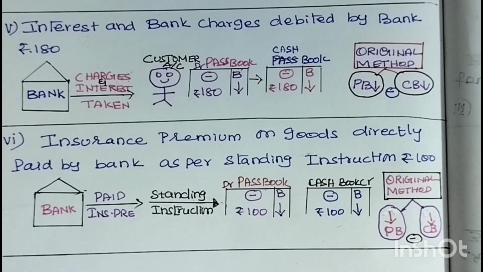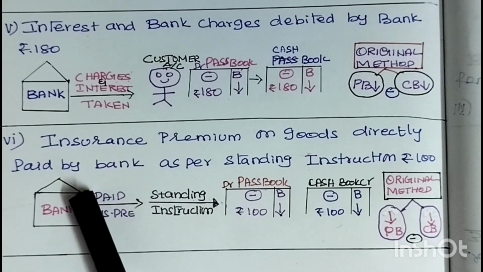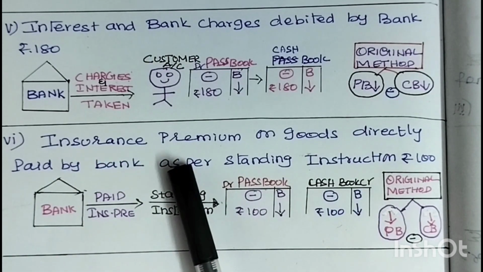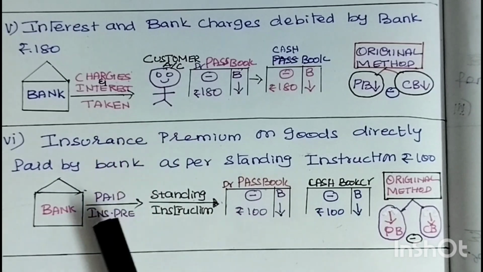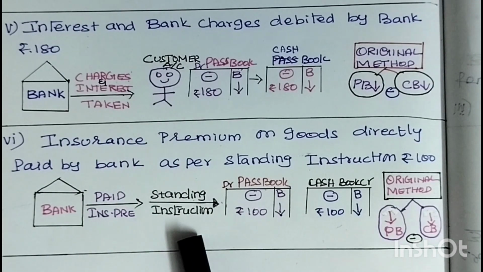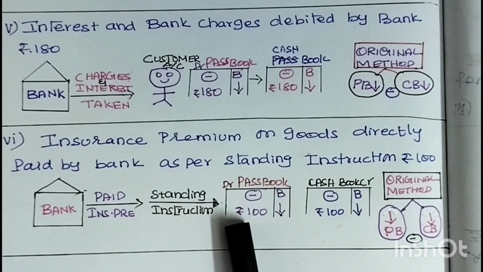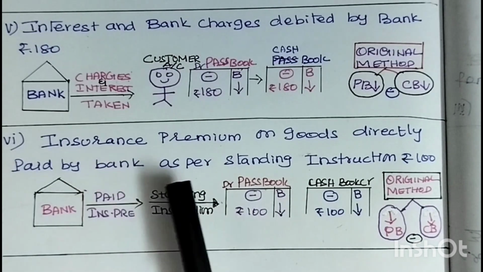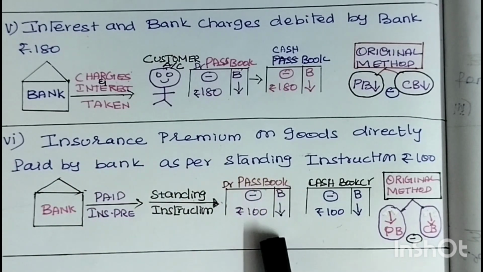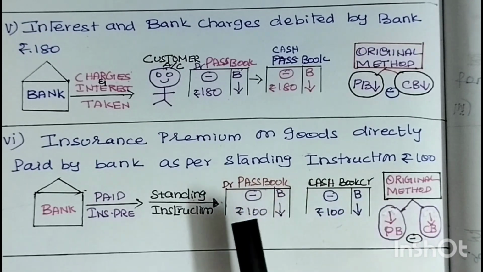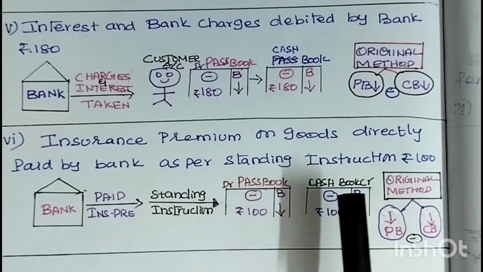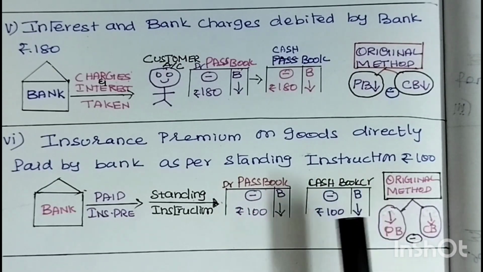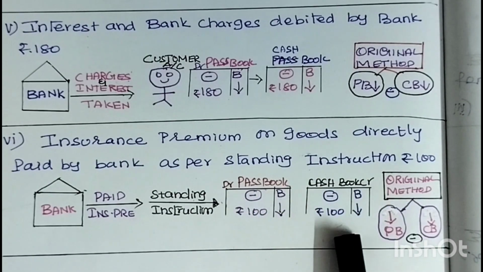As per the standing instruction, the bank directly paid the insurance premium on behalf of its customer. Okay. So what about the passbook? Insurance premium paid means your passbook decreased. Okay. What about the cash book? Whenever the passbook decreases, we follow the original method. So whenever the passbook decreases, the cash book also decreases.